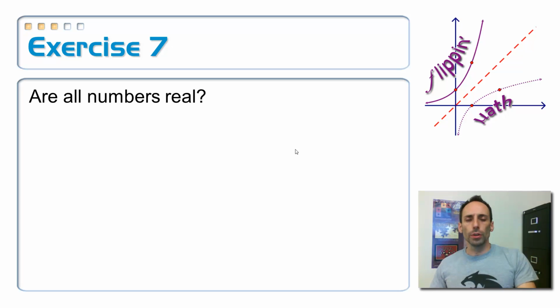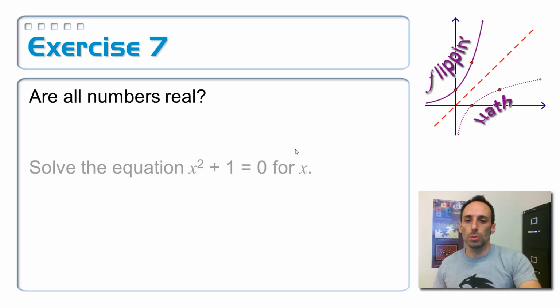This is going to conclude. This is going to wrap the whole thing up. Like we've been talking about real numbers. So a natural question here is, are all numbers real? And well, here, let me just lead you into that.